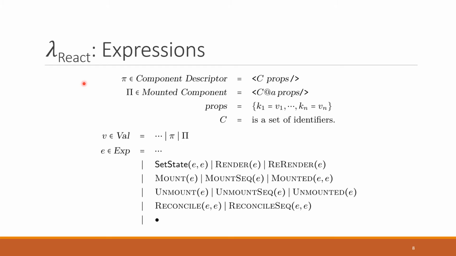Then, as I explained, we have component descriptors and mounted components. So component descriptors have a name and a set of properties, and mounted components have the same, but also an address in the heap. And these are values in the calculus. Then the calculus consists of a whole bunch of internal control expressions that are used to express the semantics of React itself. So these are things that the programmer does not write, but that just controls the execution.